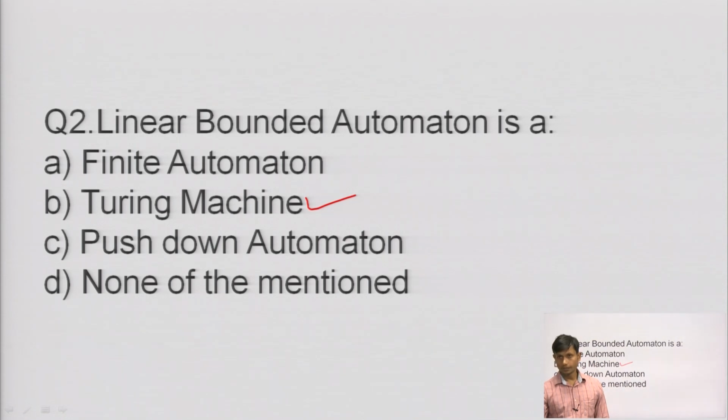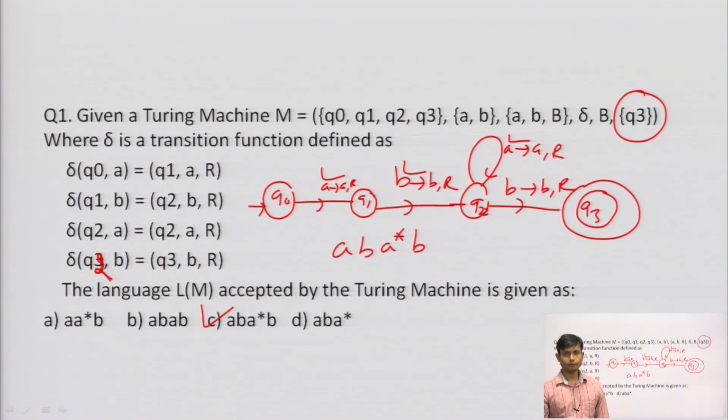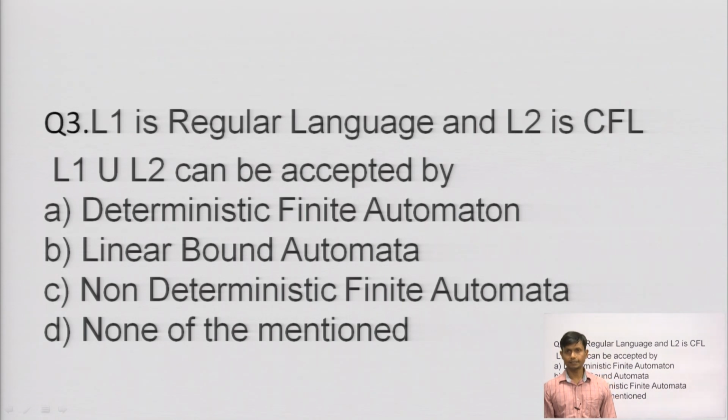Now see another question. Given a Turing machine, we already did this one, this is question number 3. L1 is a regular language, L2 is a context free language. So L1 union L2 can be accepted by which? Is it a deterministic automata? No. First you have to find what L1 union L2 is.